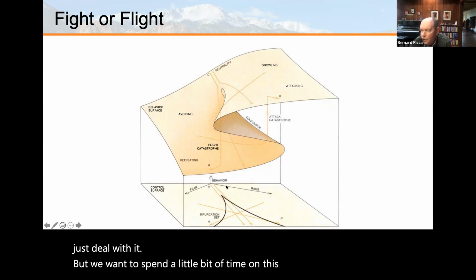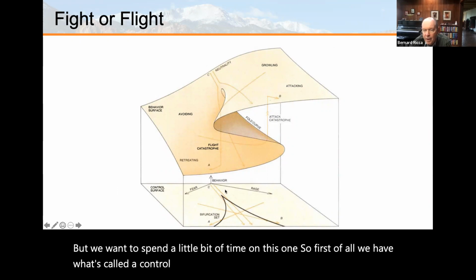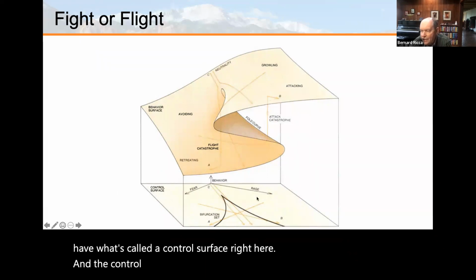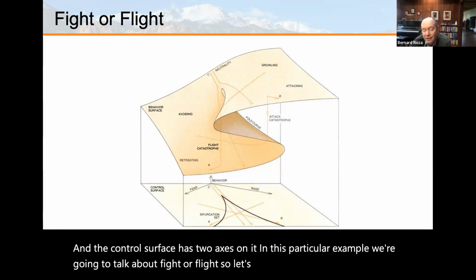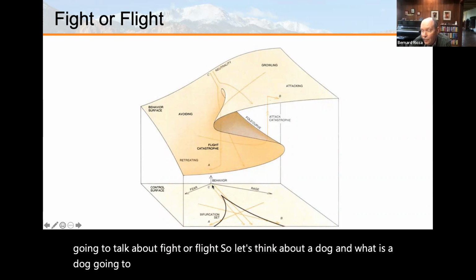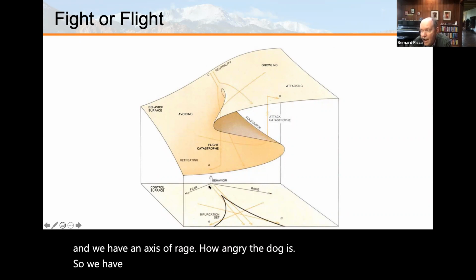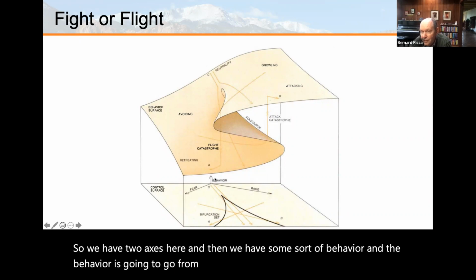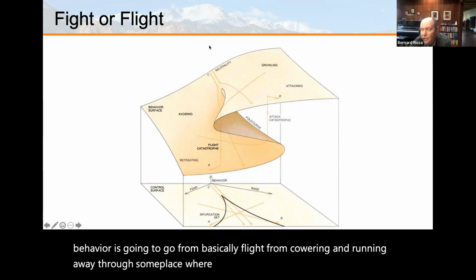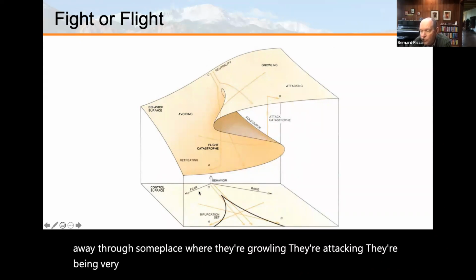First of all, we have what's called a control surface right here, and the control surface has 2 axes on it. In this particular example, we're going to talk about fight or flight. So let's think about a dog. What is a dog going to do? We have an axis of fear, how afraid the dog is, and an axis of rage, how angry the dog is. Then we have some sort of behavior, and the behavior goes from basically flight, from cowering and running away, up through someplace where they're growling, attacking, being very aggressive. That's the control surface, and our independent variables are in the control surface.